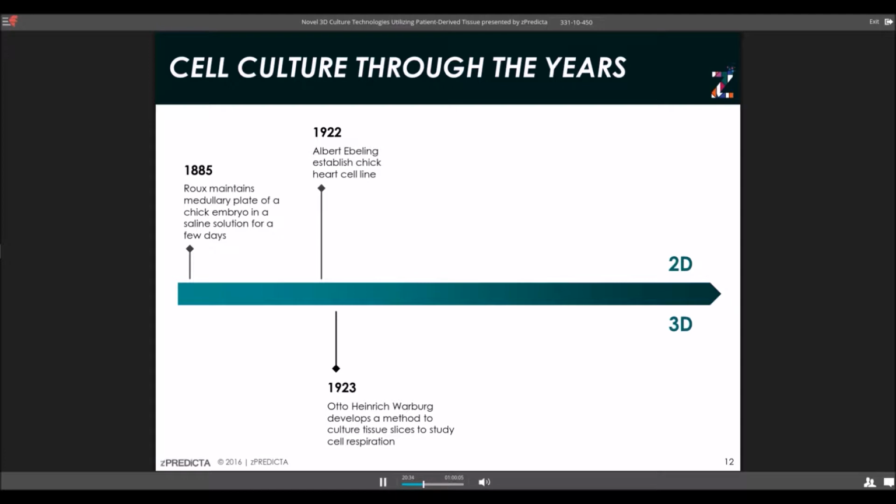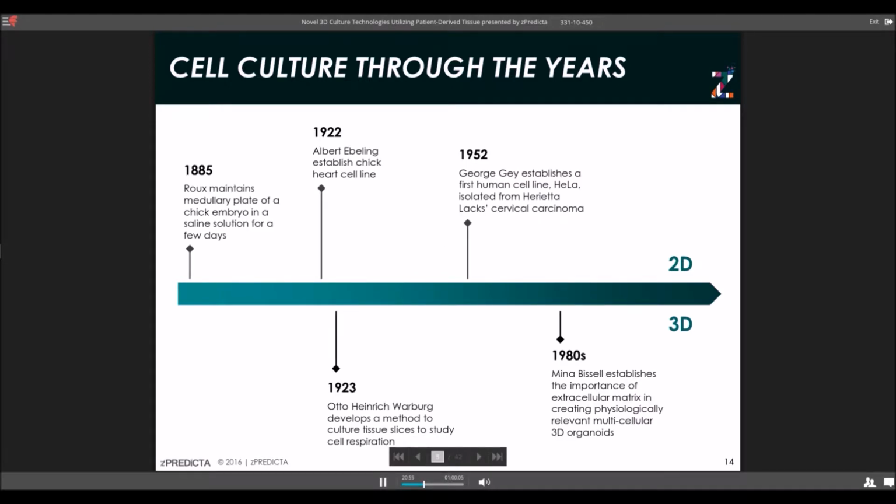Going forward, the first human cell line was established in 1952. That was the HeLa cells from cervical carcinoma of Henrietta Lacks. There's a really nice book published about it. These cells have been used widely, and since then there are a lot of cell lines that have been established using the same methodology. And then finally, in the 1980s, Mina Bissell established the importance of extracellular matrix and real tumor microenvironment three-dimensionality to the tissue biology that is important for drug development and understanding the physiological functions of the tissue.